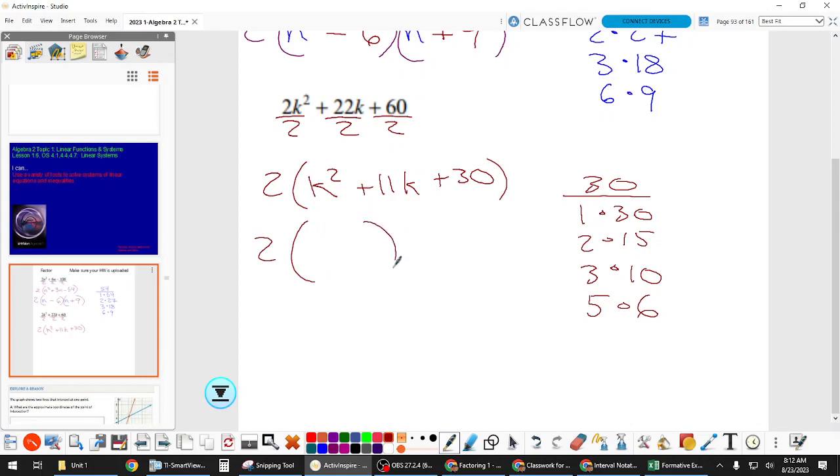So again, to make k squared, we know we're going to do k times k. To make 30, we have all those options to multiply to 30, but we have to pick the pair that makes 11 when we add, and we know that's 5 and 6. Then we decide on sign, and in this case, they're both positive. So that is now factored. Again, we would take those further to solve once we are in that mode.